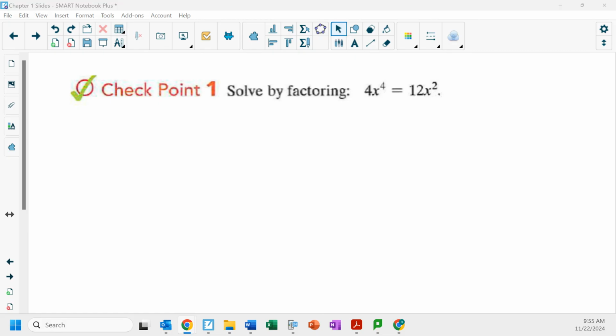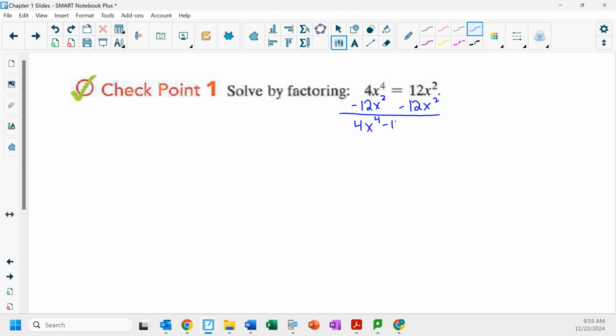We're going to get one side equal to 0 like it says. So I'm going to move the 12x squared over to the left. So that would give us 4x to the fourth minus 12x squared equals 0. As we go through here now and look to factor, it says look to factor out a GCF. But we do have a GCF here. What's that GCF going to be? 4x squared. So that's what we're going to pull out.